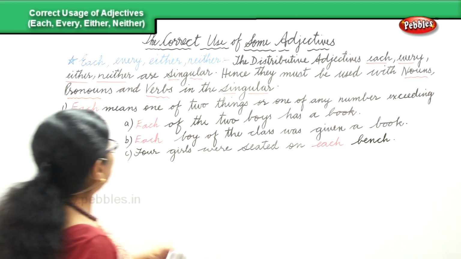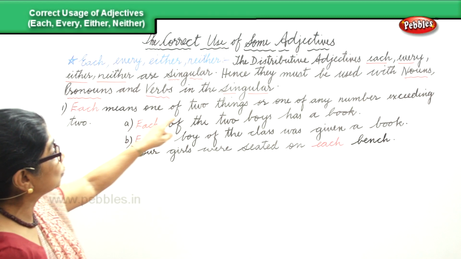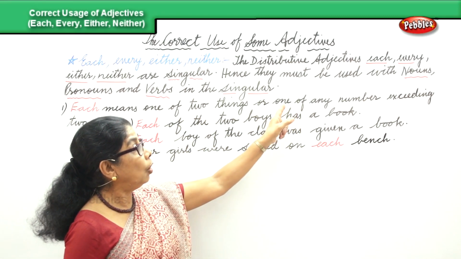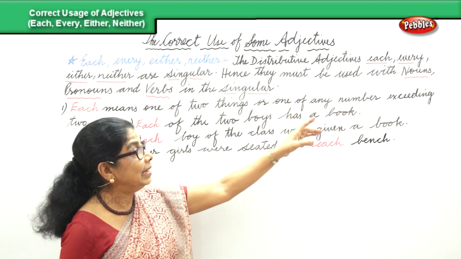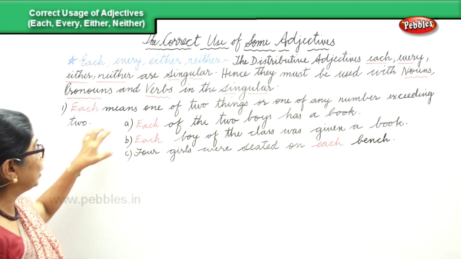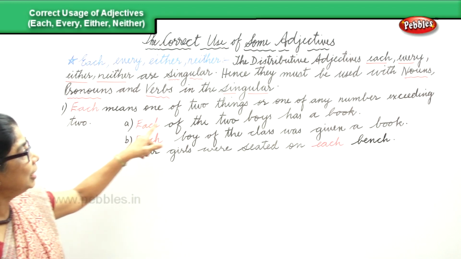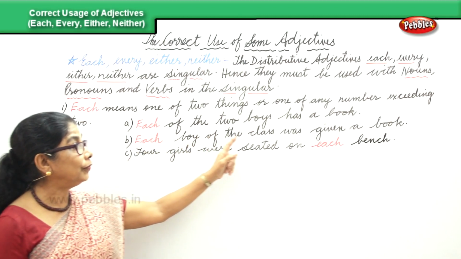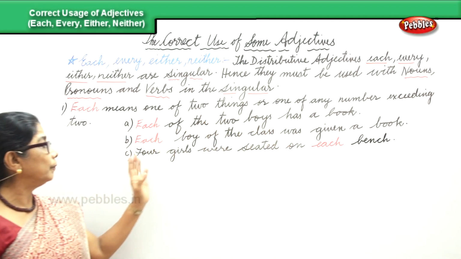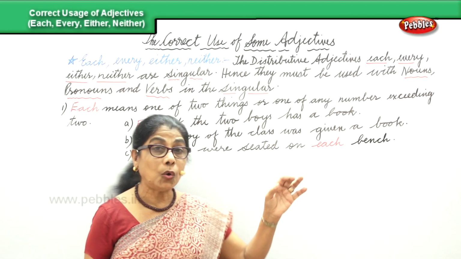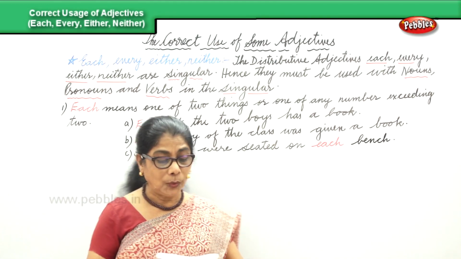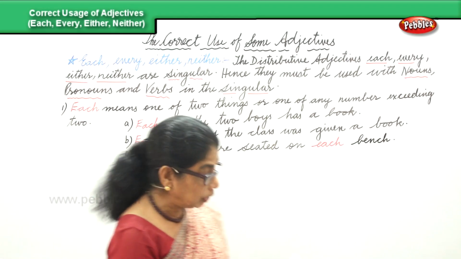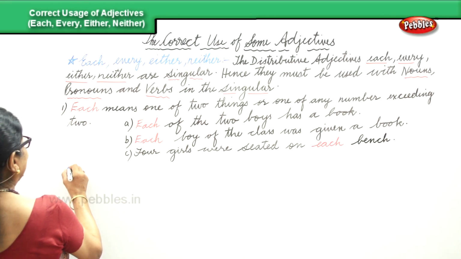Okay. So we are talking about each. Each means one of the two things or one of any number exceeding 2. Now, we have 3 sentences here. Each of the two boys has a book. Each boy of the class was given a book. 4 girls were seated on each bench. Now we look at every. So each is over. Now we go into the second one, that is every.